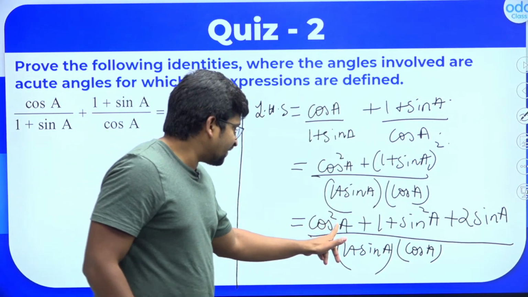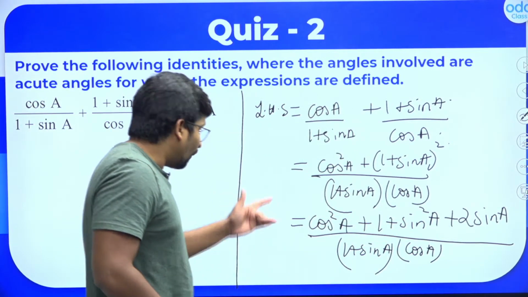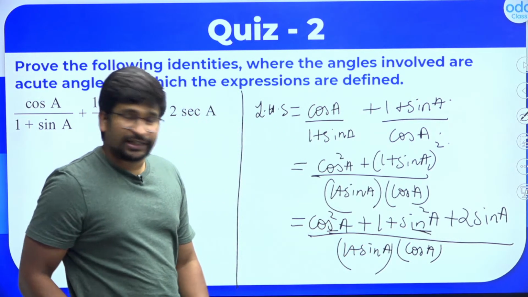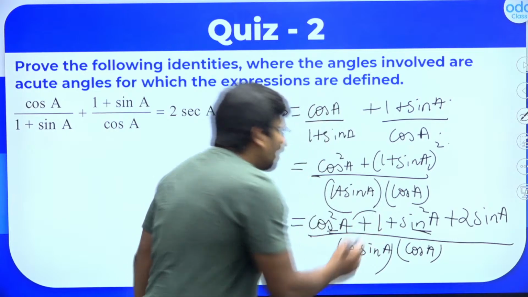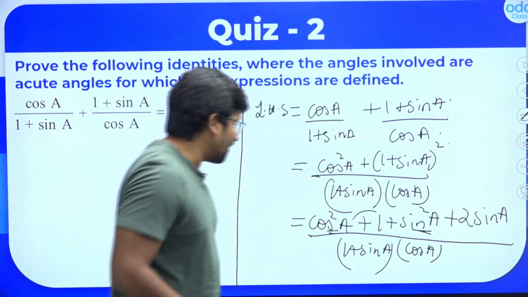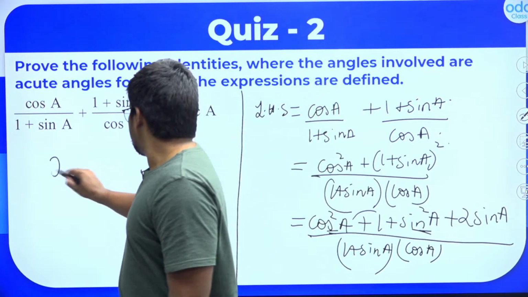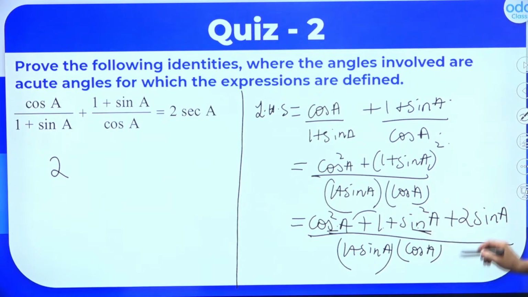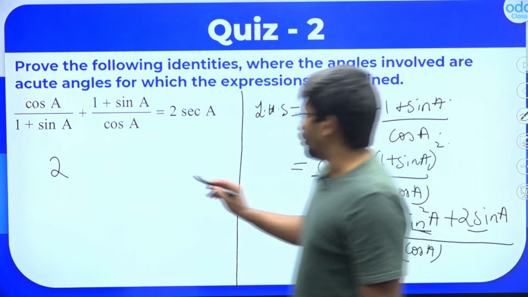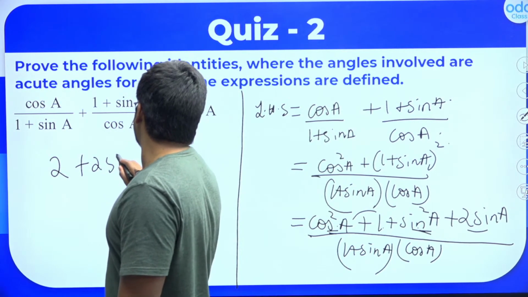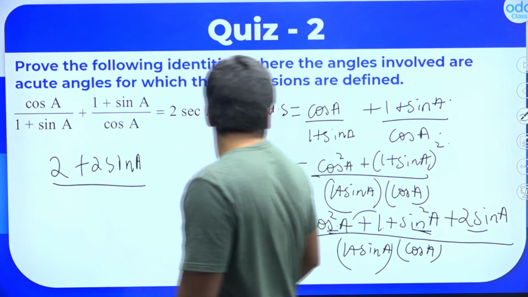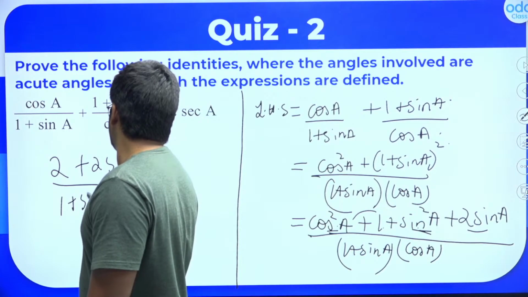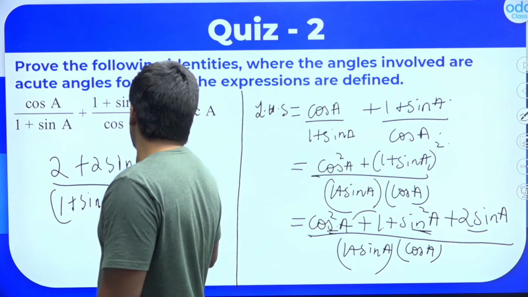Let's do one thing. This cos square A plus sin square A, will it not be 1? So this cos square A and this sin square A can together be written as 1. So this 1 plus already another 1 is present here. So 1 plus 1 is 2. How did I get 2? This cos square A plus sin square A is 1 plus this 1 already is 2. And what is left? Plus 2 sin A is left. So plus 2 sin A whole divided by (1 plus sin A) into cos A.